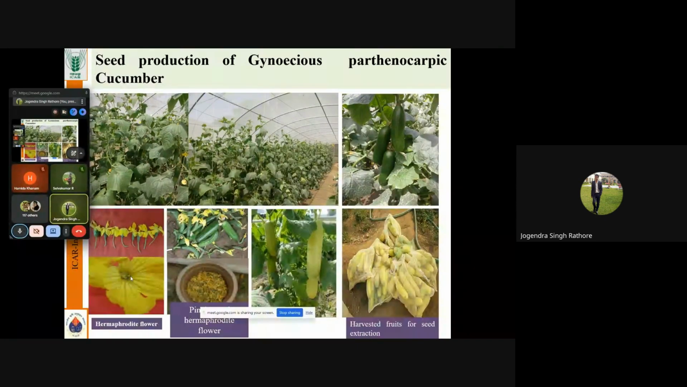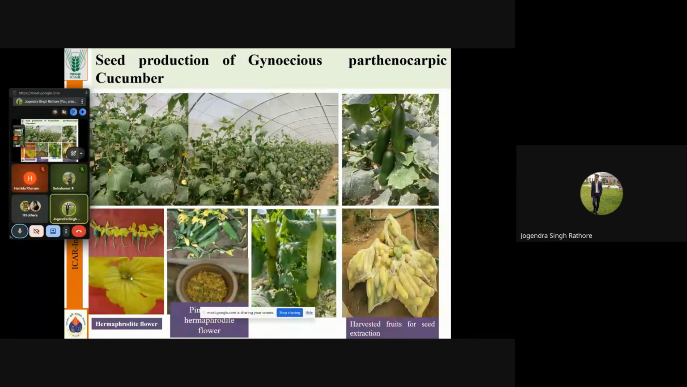So what does it mean? Now the question: can we use these hermaphrodite flowers? Hermaphrodite means it has both male and female parts. Can we use those flowers for fruit set or for pollination? We can't, because they are deformed in nature, and obviously if we pollinate or do selfing or crossing on these hermaphrodite flowers, then you are going to get deformed fruits, and there will be very low quality seed production.